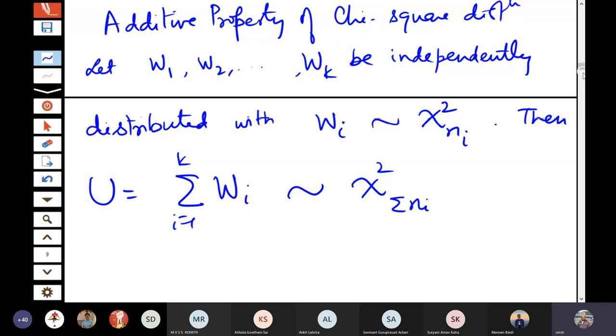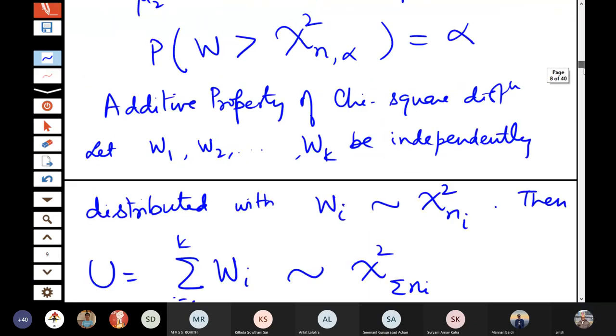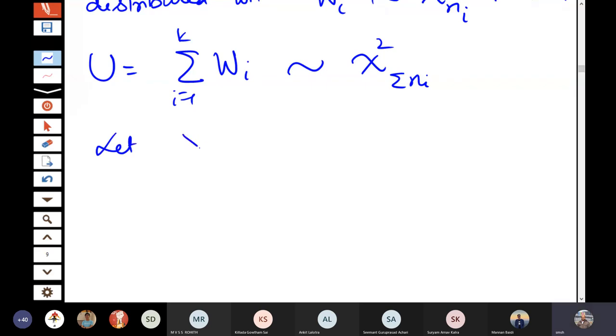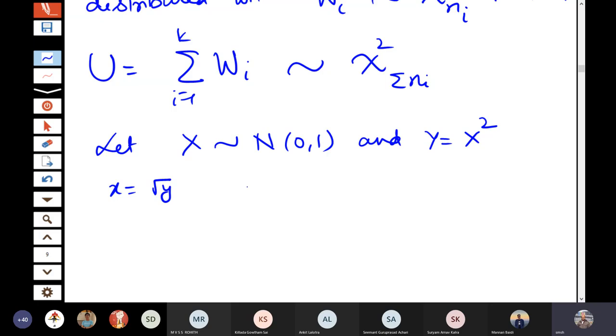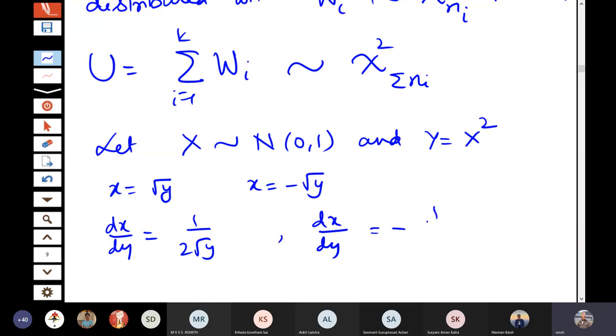Now let us consider, let us take X following normal 0, 1, and I define Y equal to X square. Then do you remember the distribution of X square? I have done it in the class earlier. You have two inverses here, x equal to root y and x equal to minus root y, and dx by dy is equal to 1 by 2 root y, and dx by dy here is minus 1 by 2 root y.